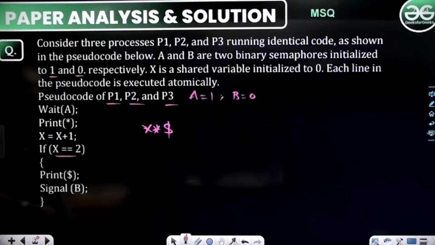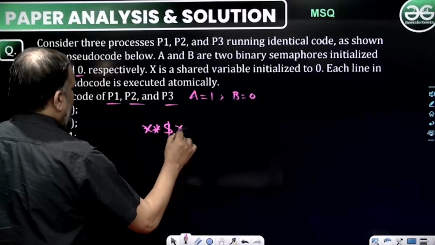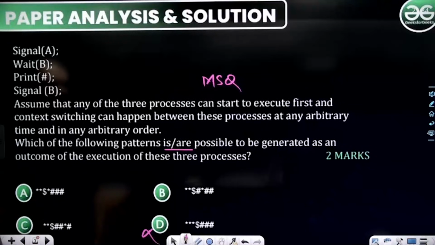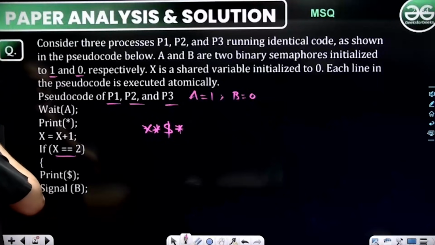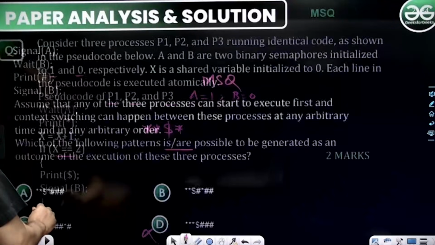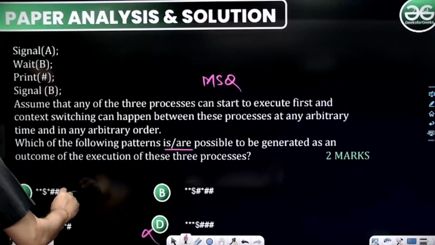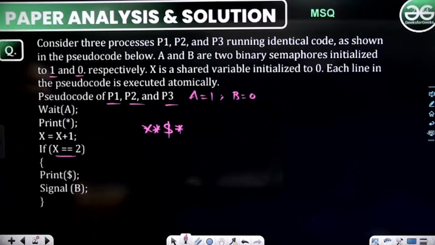So can I have dollars? Yes, I can have dollars. After dollars, can I have a third star? Yes, why not? The third star can come. But after dollars, can hash come? Yes, check it. After dollars, either star can come or hash can come. Star can come, that is option A is possible. And how can hash come? The hash can come like this.